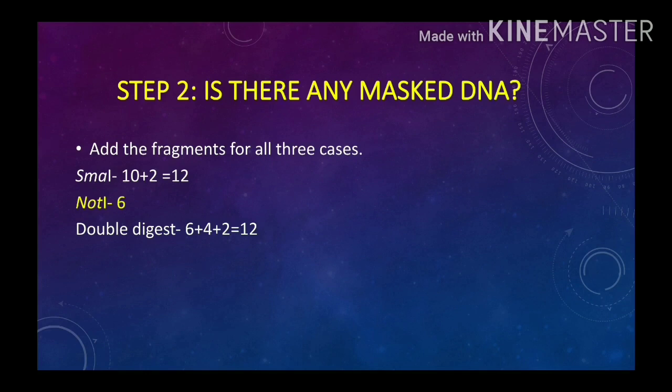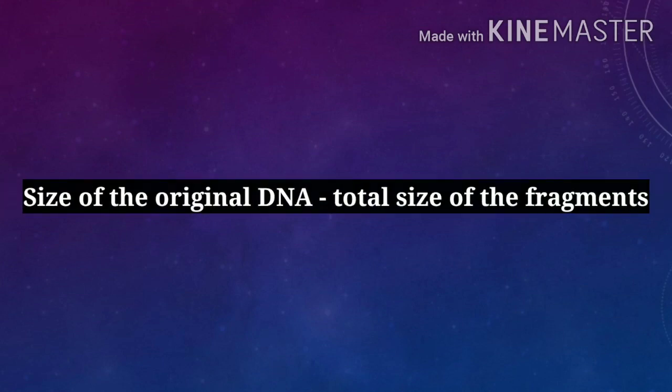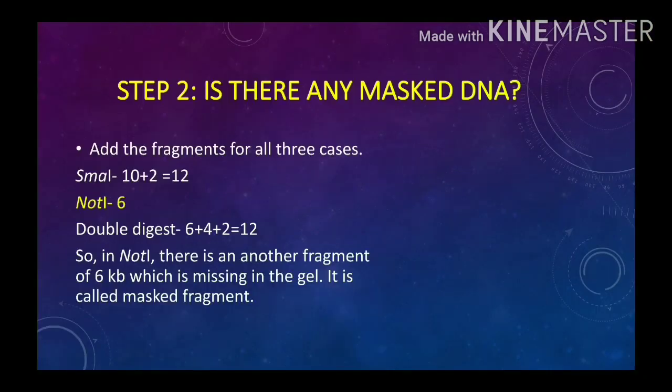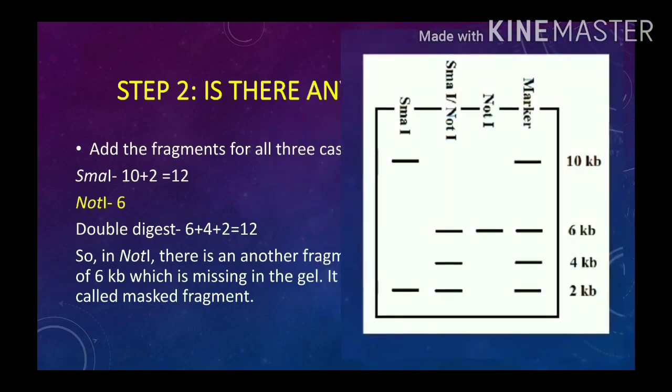To know how many fragments are missing and what is their size, just follow this rule: size of the original DNA minus total size of the fragments. For example, in this picture, a 12 kb linear DNA is digested with 2 restriction enzymes. They are SmaI and the second one is NotI. In case of SmaI, 2 fragments appeared. They are 10 kb and 2 kb. So 10 plus 2, that is 12 kb. That is the actual size of the original DNA.